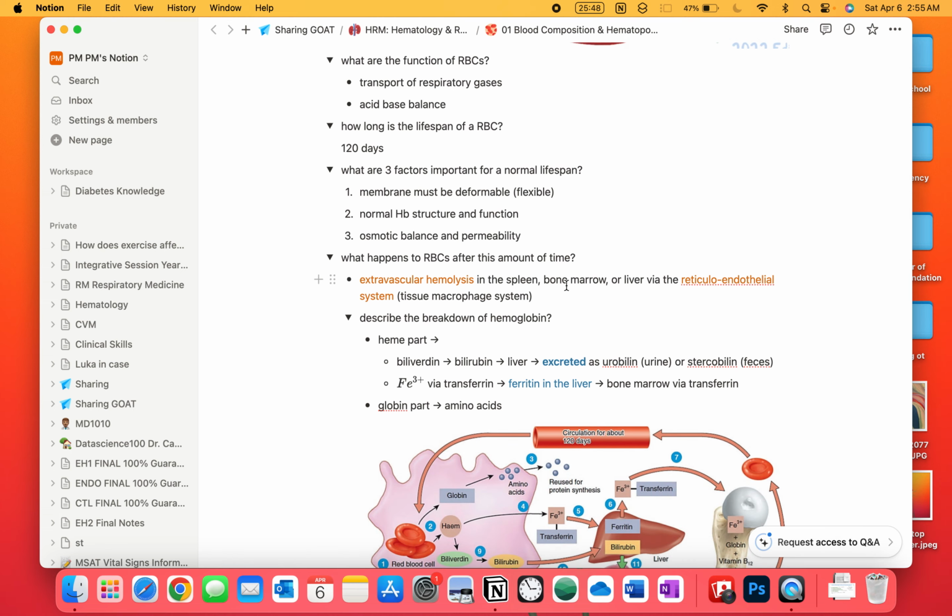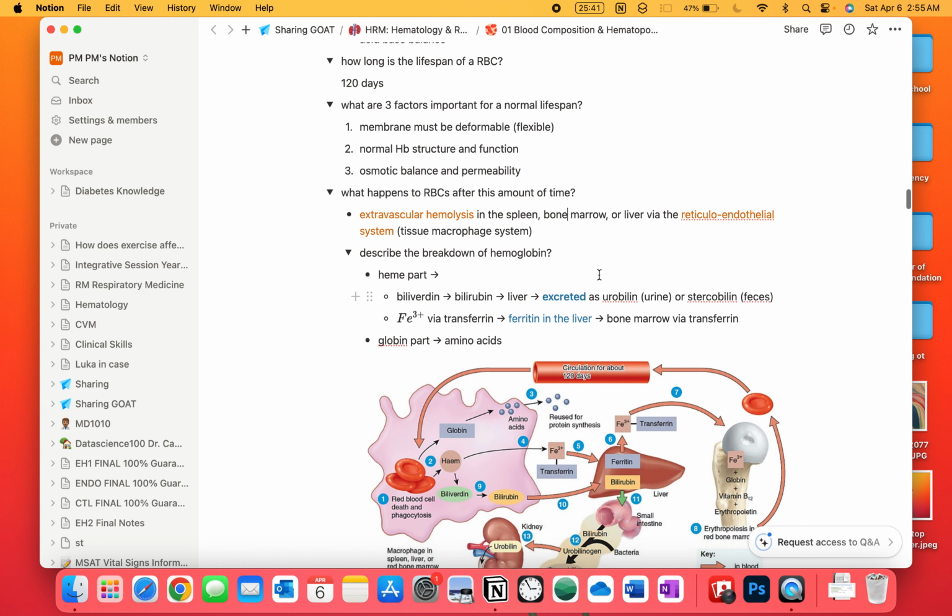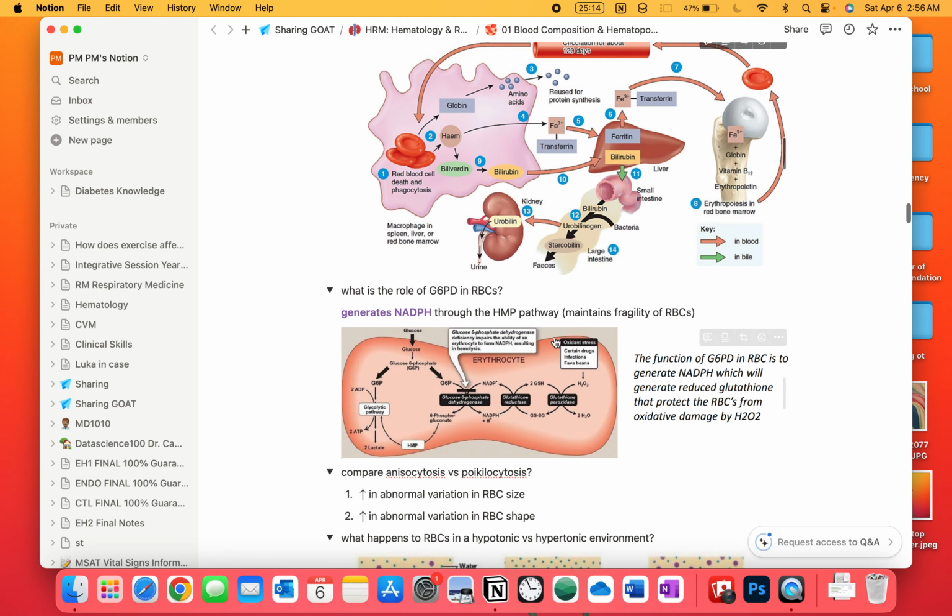What happens to red blood cells after this amount of time? You're just going to have extravascular hemolysis in the spleen, bone marrow, or liver via the reticuloendothelial system. The breakdown of hemoglobin, two parts, heme and globin. The globin is going to turn to amino acids. The heme is going to turn to biliverdin and iron. The biliverdin is going to be bilirubin, liver excreted as urobilin in the urine, and stercobilin in the feces. Just remember bilin and then bilin. So urobilin, urine, stercobilin, feces. Iron via transferrin into ferritin in the liver, and then via transferrin again into the bone marrow.